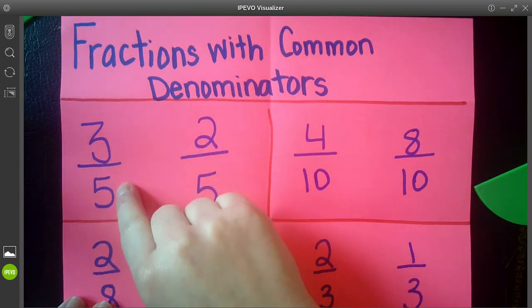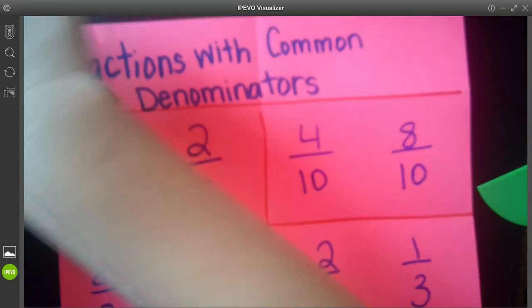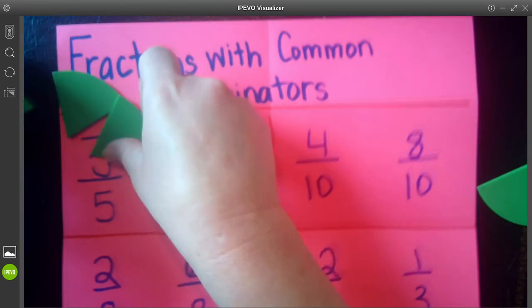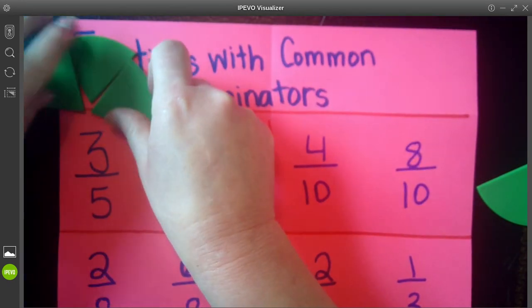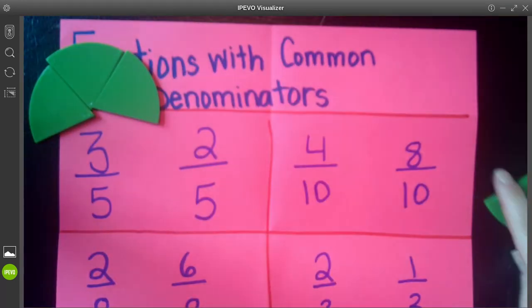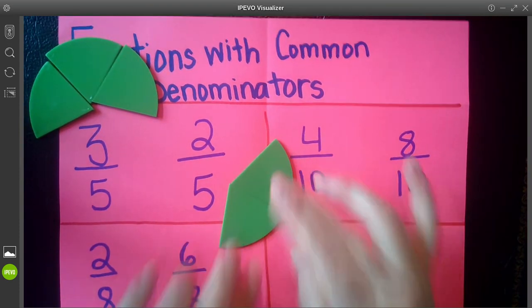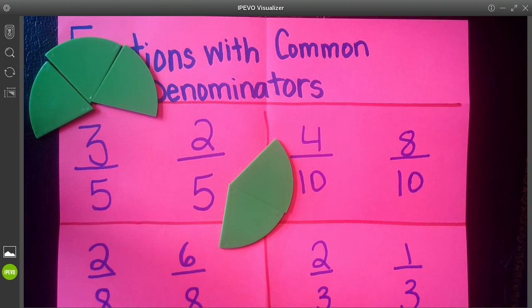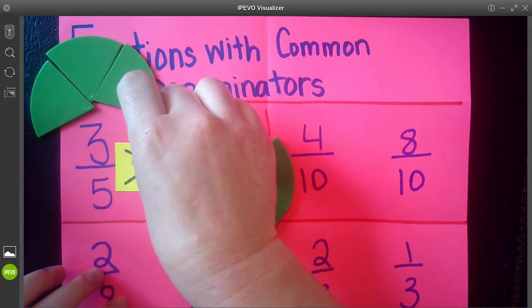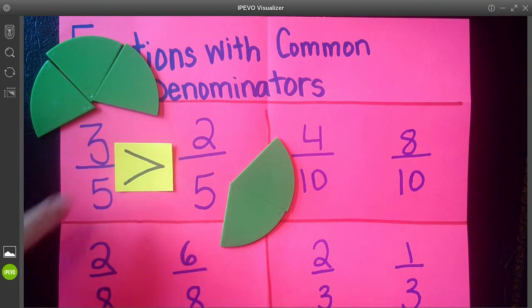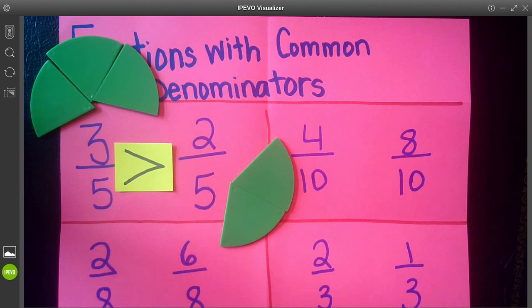So let's take 3/5. Well, here's 3/5. Okay. Here's 3/5, and here's 2/5. Each piece is the same size, right? So which one would be greater? Obviously the 3/5, right? So here we have the two-sided arrow, it's pointing to the larger side with the 1 point going to the smaller side. So 3/5 is greater than 2/5.